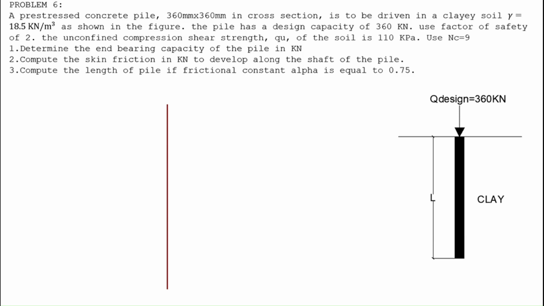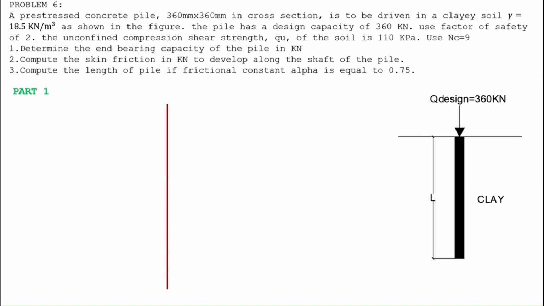Number 1. Determine the end-bearing capacity of the pile in kilonewton. Number 2. Compute the skin friction in kilonewton to develop along the shaft of the pile. Number 3. Compute the length of pile in meters if frictional constant alpha is equal to 0.75. In this particular problem, it is clearly stated that we will be having a figure, so no need to illustrate the problem on your own. This problem can also be solved without the use of the illustration.